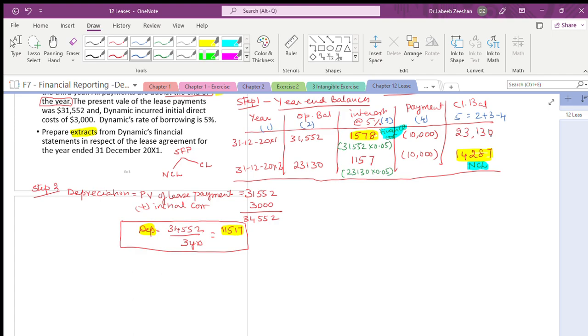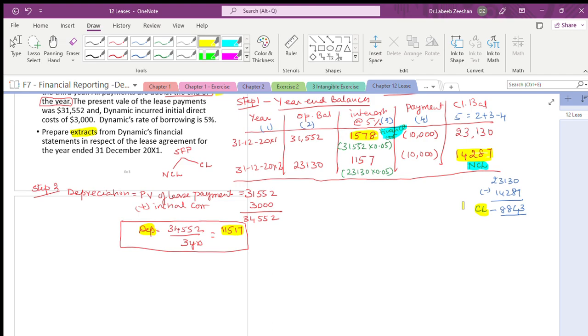See the things. It comes to 23,130 minus 14,287. How much will you get? 8843. This is going to be called as a current liability. That's all. This is the basic groundwork we have done. Is it right?